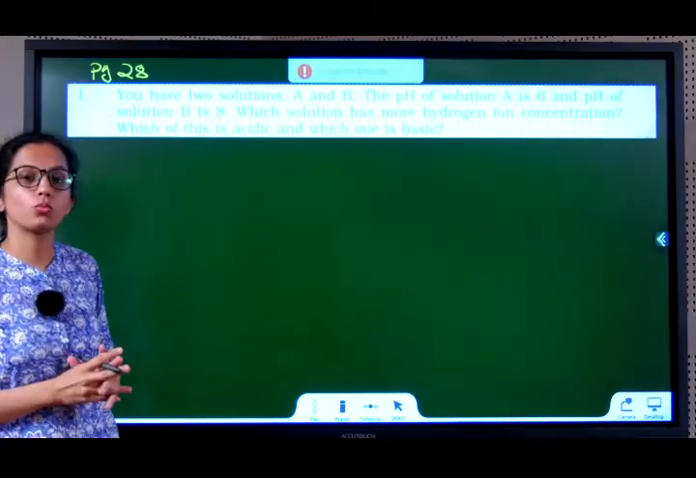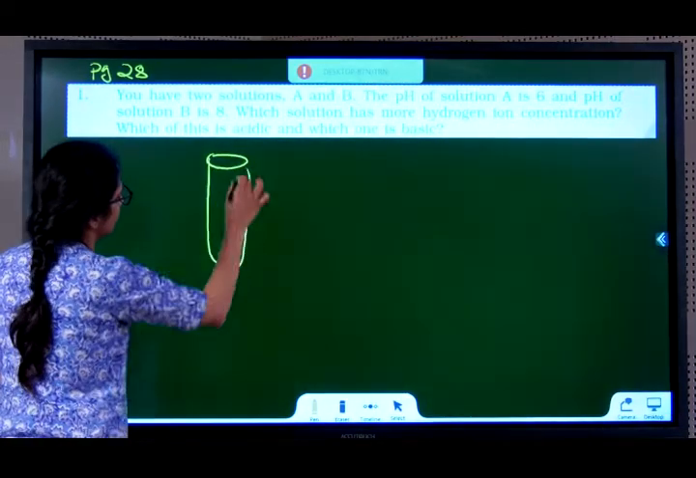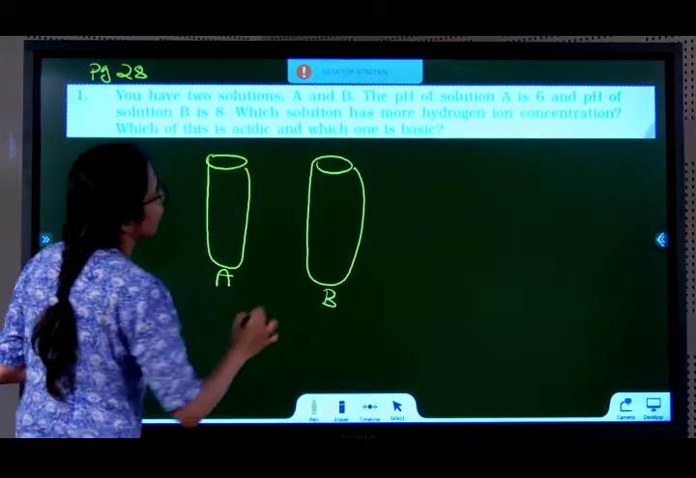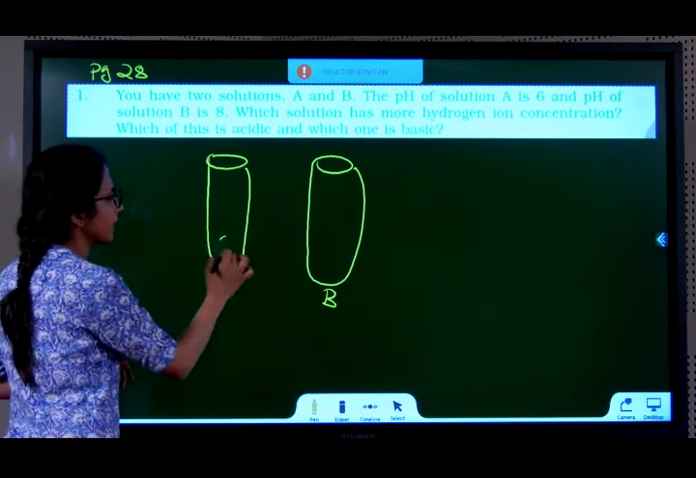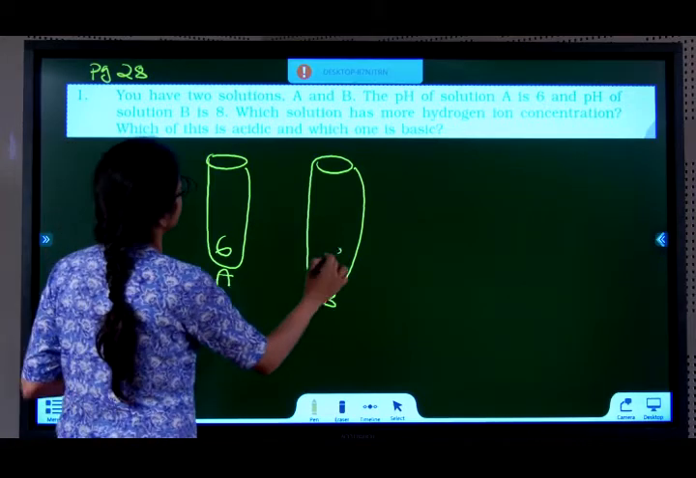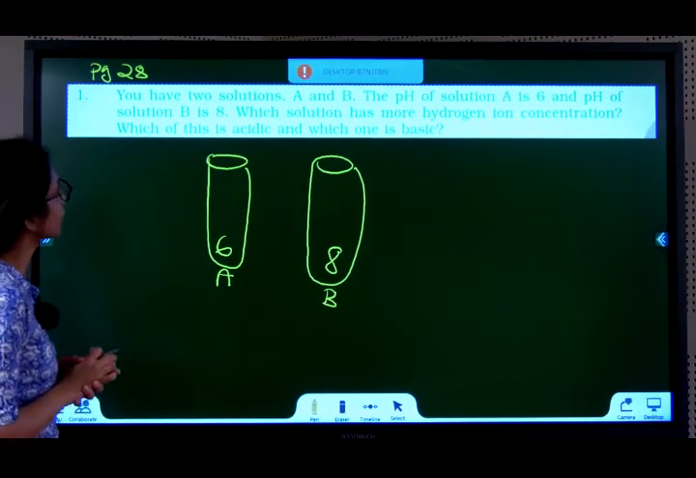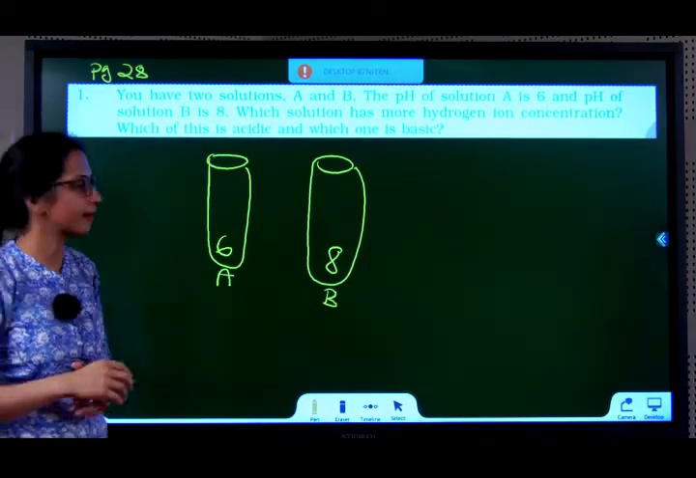Page 28, question 1. You have two solutions A and B. The pH of solution A is 6, and the pH of solution B is 8. Which solution has more hydrogen ion concentration? Which of these is acidic and which is basic?